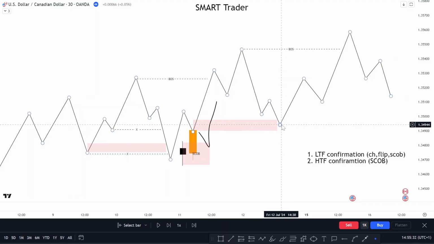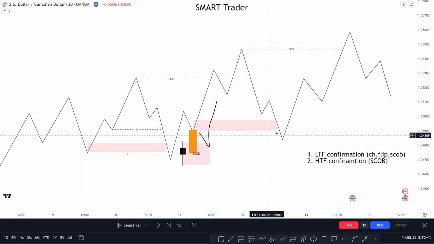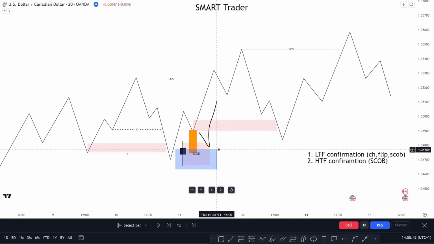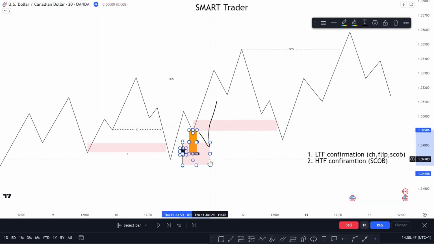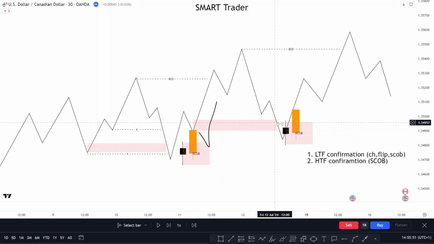But if the market pushes a little downside to take out your liquidity, then don't immediately think that the market has invalidated your structure, because there is still a possibility to catch another trade based on a single candle order block. So we can repeat the same process here, and catch another trade here based on this single candle order block.